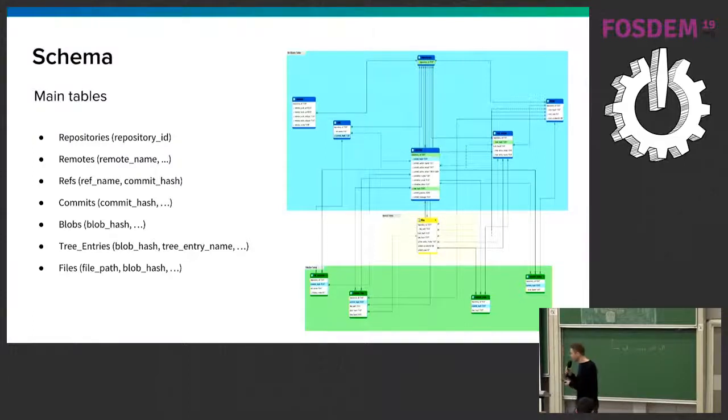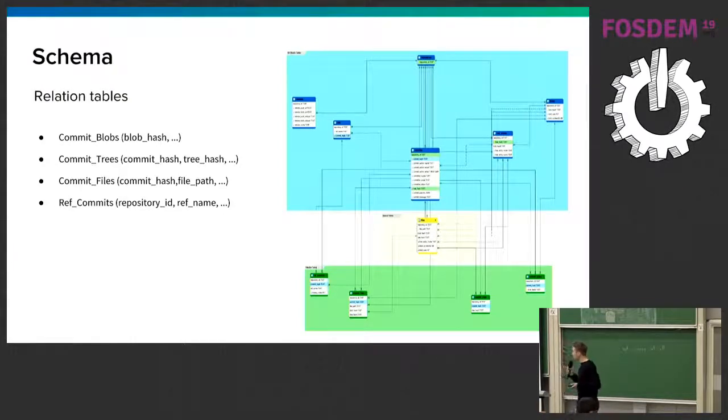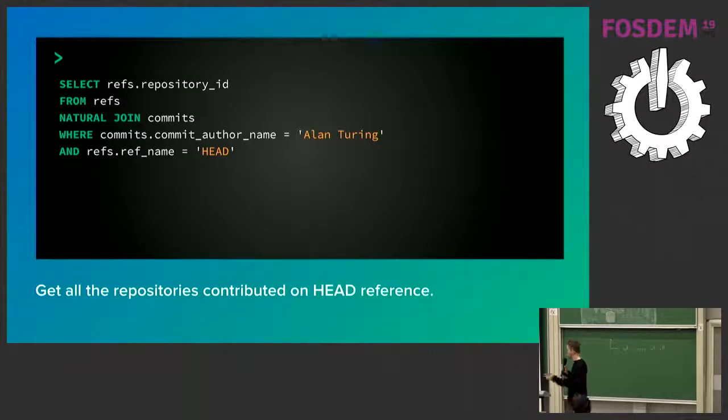And a convention is just how the references are named, based on the naming convention. So basically, you can play with all the features like natural joins. For instance, this query uses a natural join. You want to get all the repositories where Alan Turing contributed on a head reference. So you just query from refs and natural join with commits.